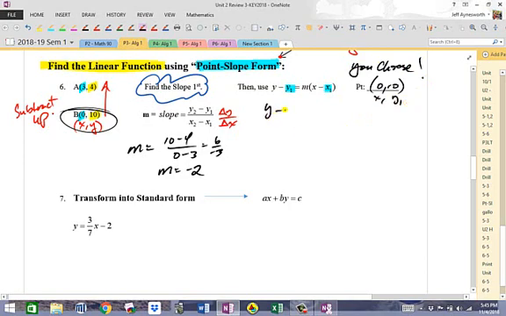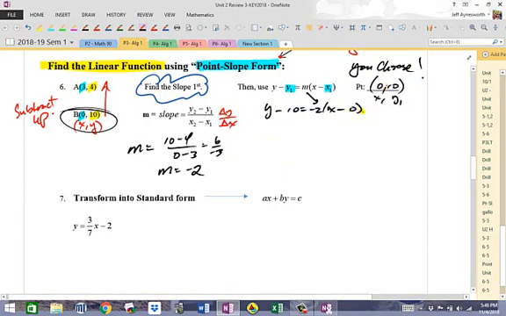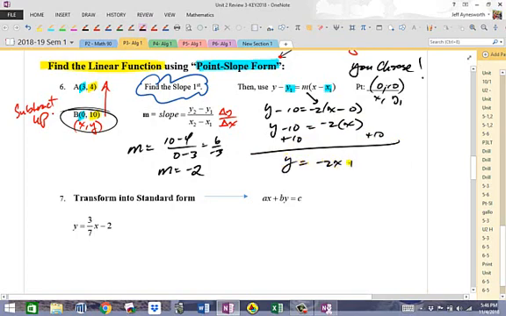So here we go. Y minus the 10 is equal to the slope, negative 2. There's your slope right here, times x minus the x coordinate, which is 0. So simplify, you get y minus 10 is equal to negative 2 times x. X minus 0 is just x. Add the 10, and you're done. Y is equal to negative 2x plus 10. And that is it, my friends. That's how easy it is.